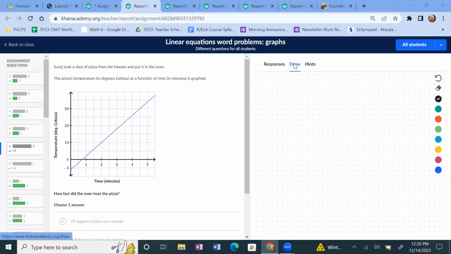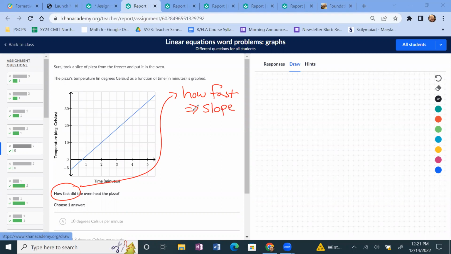Okay, so this is so good. I wish we would have done this before our guest speaker, because this is like a window into how to use the things that we're learning. So who knows how fast the oven heated the pizza? What part of the function is that? Well, there's a video here. You're here with me, I will tell you. How fast is a key word for slope.